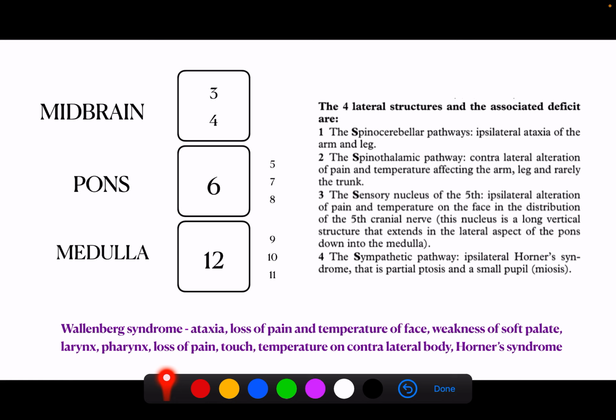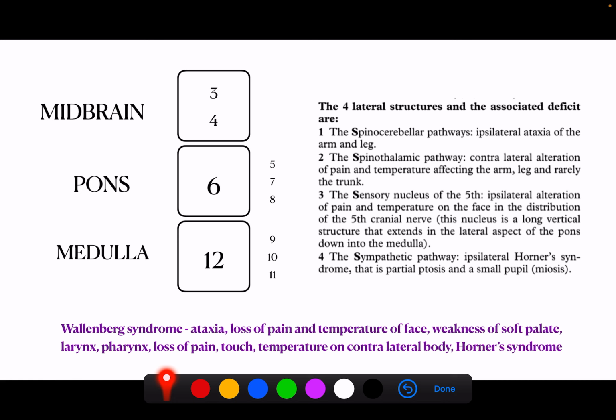In the case of Wallenberg syndrome, these are the clinical features that can be seen: ataxia, loss of pain, touch, and temperature, weakness of the soft palate, larynx, and pharynx, loss of pain, touch, and temperature, and Horner syndrome. Why? It's very easy to identify because it affects the posterior inferior cerebellar artery, which supplies the lateral part of the brainstem. So in the case of Wallenberg syndrome, there are lateral structures beginning with S, like the spinocerebellar pathway, and damage to it can lead to ataxia, and the spinothalamic tracts, damage to it can lead to loss of pain, touch, and temperature on the contralateral side, and the sensory nucleus of the fifth cranial nerve. Damage to it can lead to loss of pain and temperature of the face, and also the sympathetic pathway. Damage to it leads to Horner syndrome.